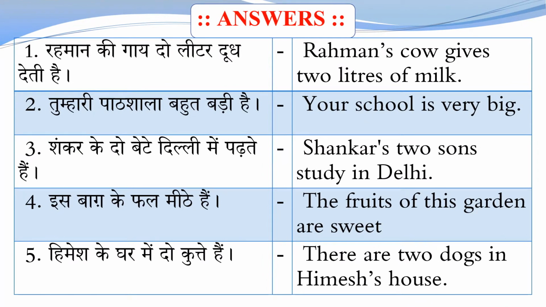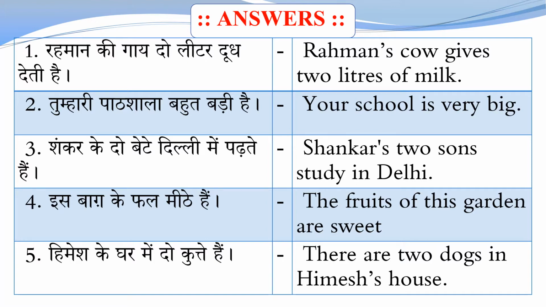Here are the answers for the first 5 sentences. First one, Rahman ki gai 2 liter doodh deti hai. Rahman ki can be translated as Rahman's. Gai, as we learnt, cow. 2 liter means 2 liters. Doodh can be translated as milk. Deti hai means gives. Here, we use the preposition of between the words 2 liters and milk to emphasize the relation between the quantity and milk. So, the answer would be Rahman's cow gives 2 liters of milk.